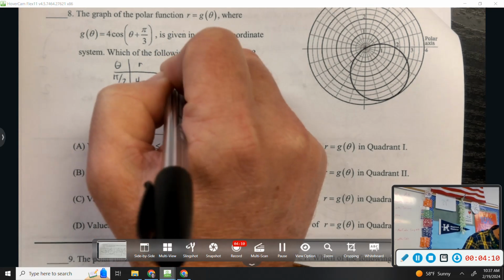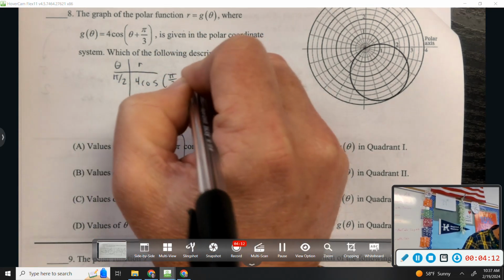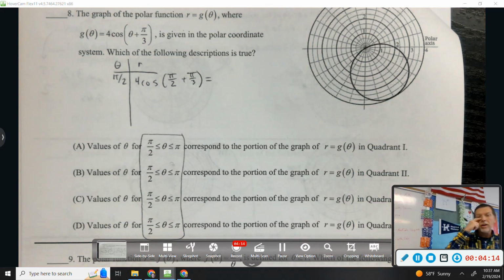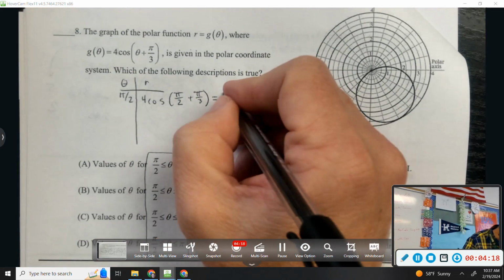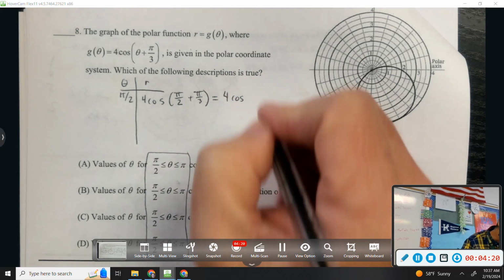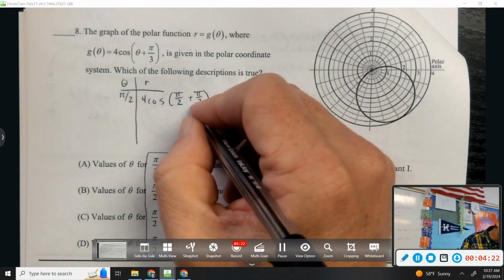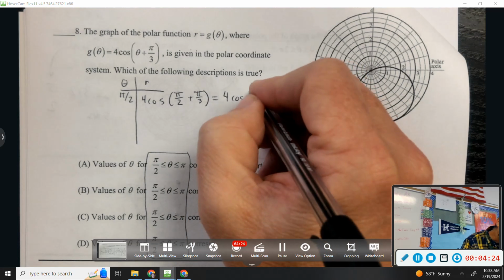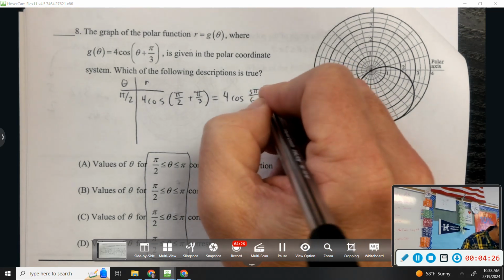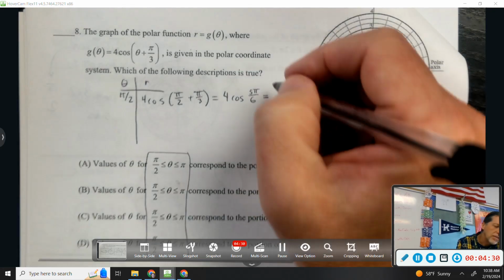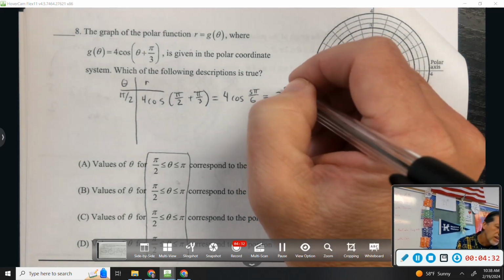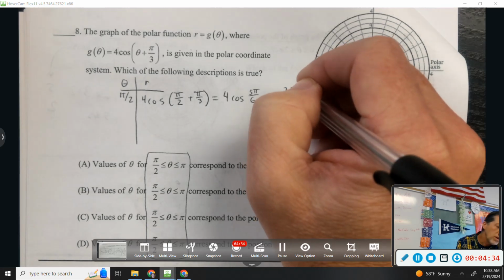So if I plug in pi over 2, pi over 2 plus pi over 3. 3/6 plus 2/6 is 5/6. That's going to be negative something. 2 root 3.